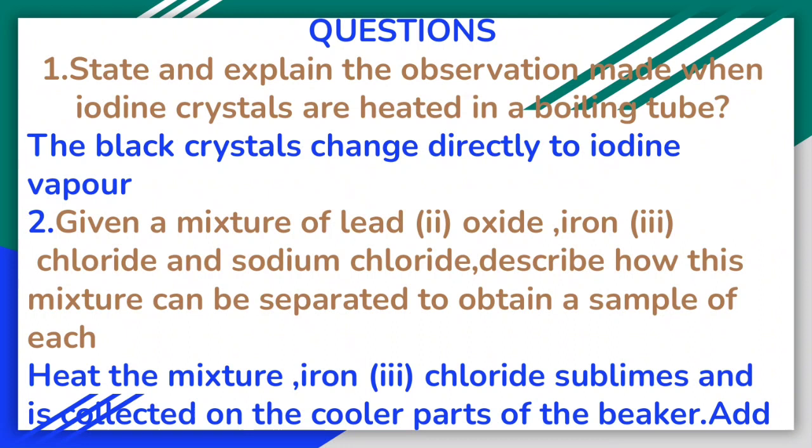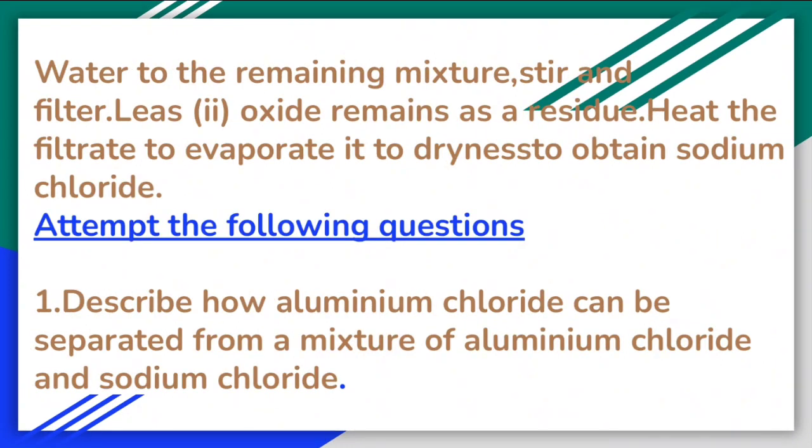So the first thing to do is to heat the mixture so that whatever sublimes leaves, so that you remain with 2. So heating the mixture, iron(III) chloride will sublime, change to a vapor, and it's collected on the cooler parts of the evaporating dish or the cooler parts of the beaker. Then after that, now you have lead(II) oxide and sodium chloride. Sodium chloride is soluble in water. Lead(II) oxide is not soluble in water.